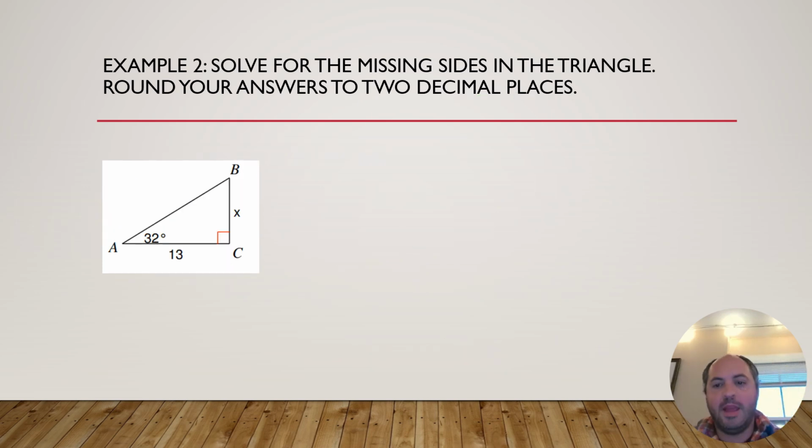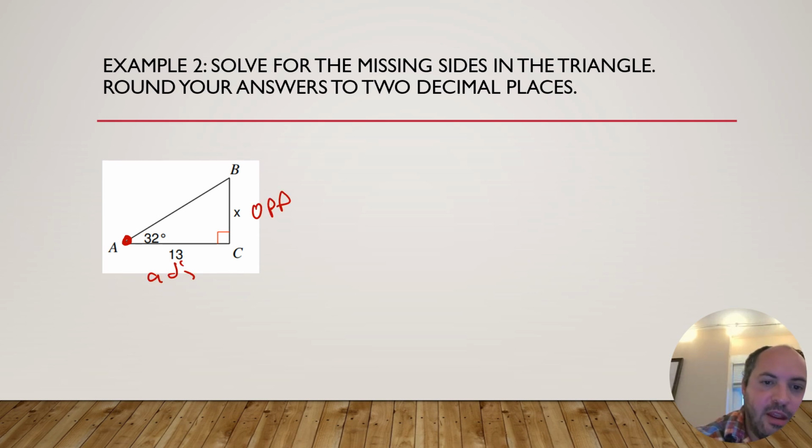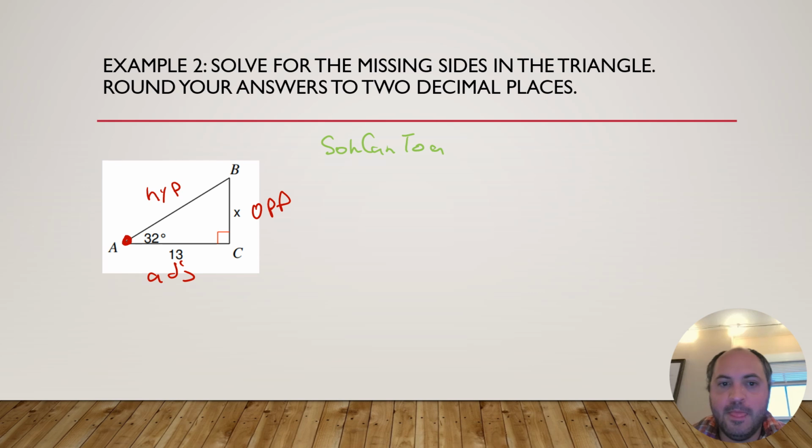So again, we have a triangle where we know one side length and we know one non-right angle. So that means we can use our right triangle trig. So we'll again start by planting ourselves down at that non-right angle we know, that's 32. Opposite is x, adjacent is 13, hypotenuse is this unlabeled side. Again, we can now look to SOHCAHTOA to see what we have information about. So the side length we know is the adjacent one.